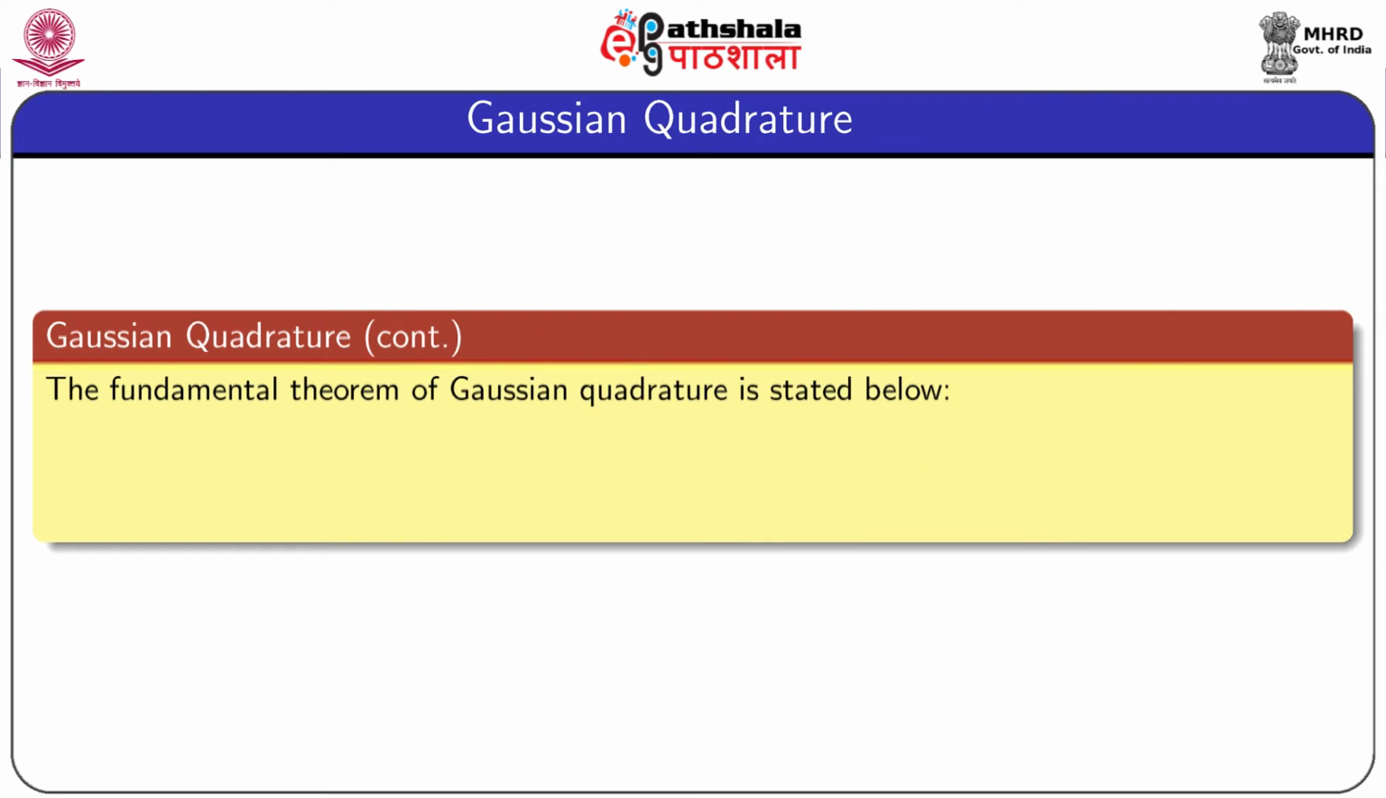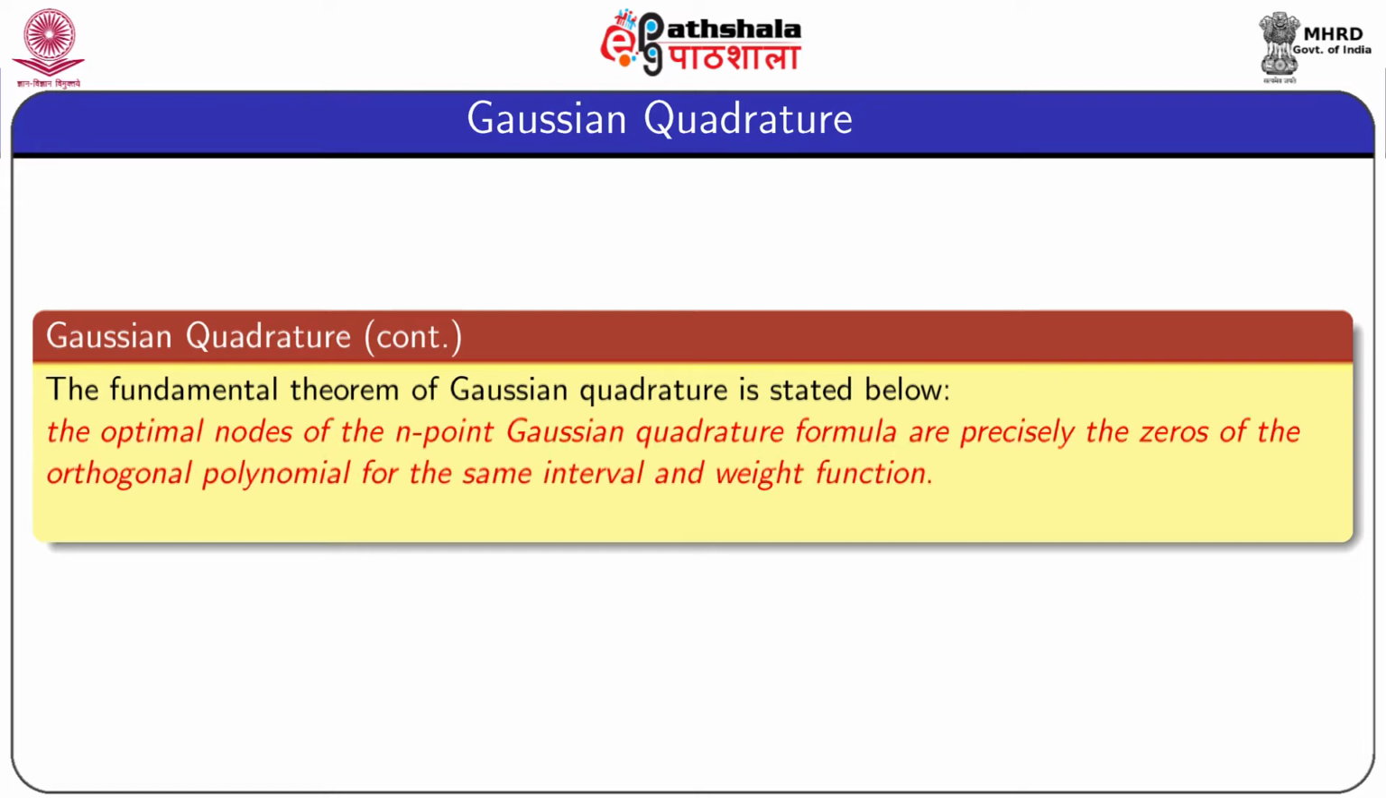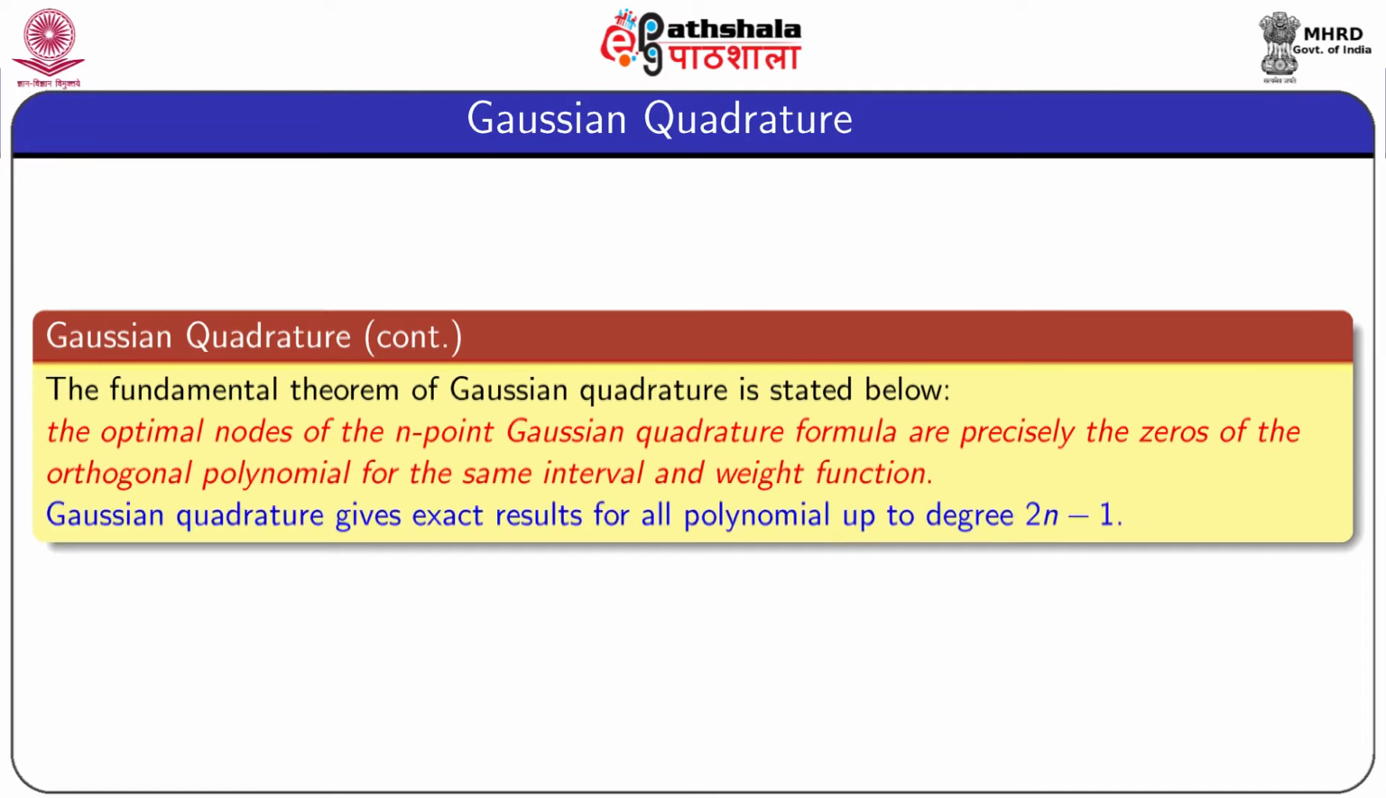The fundamental theorem of the Gaussian quadrature formula is stated below. The optimal nodes, that means the values of x of the n-point Gaussian quadrature formula, are precisely the zeros of the corresponding orthogonal polynomial for the same interval and weight function. This is the fundamental thing of Gaussian quadrature, and we shall show that Gaussian quadrature gives exact results for all polynomials up to degree 2n minus 1 if we consider n points, n nodes and n weights.